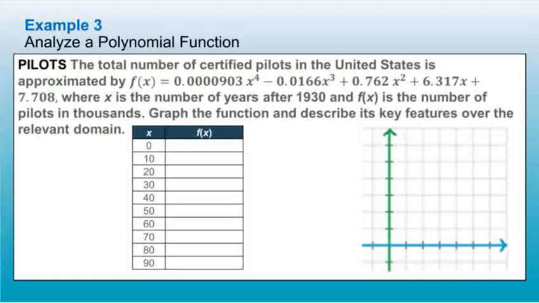Moving on to example 3, analyze a polynomial function. The total number of certified pilots in the United States is approximated by f of x equaling 0.0000903 x to the fourth minus 0.0166 x to the third plus 0.762 x squared plus 6.317 x plus 7.708, where x is the number of years after 1930 and f of x is the number of pilots in thousands. Graph the function and describe its key features over the relevant domain. And you can already see that the relevant domain is going to be greater than or equal to 0.